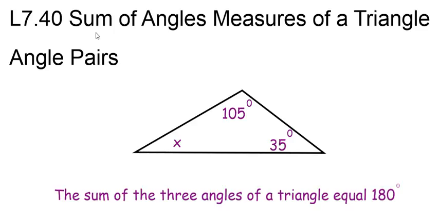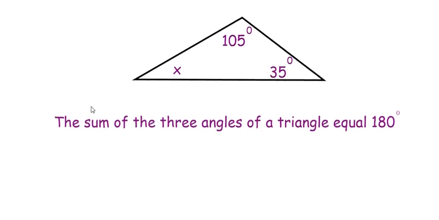Today we're looking at the sum of angle measures of a triangle and angle pairs. To understand this lesson, we're really looking at three main concepts. The first concept is understanding how triangles work. Triangles have three angles in them. That's what makes them triangles. And we have this very simple idea that when you take all three angles and add them together, you get an answer of 180.